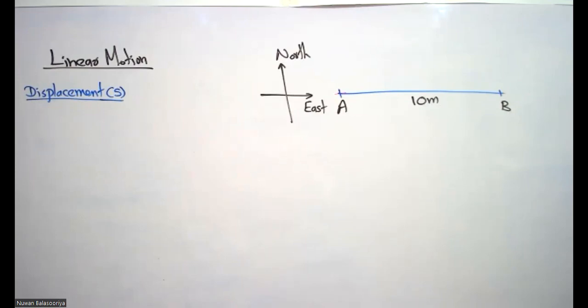Full stop. The length of the AB straight line is 10 meter, and point B is in the direction of east.